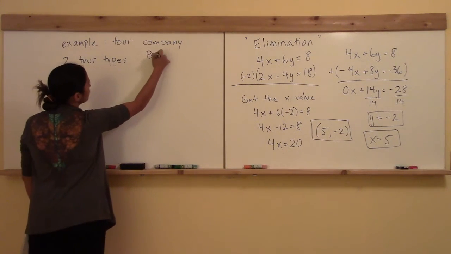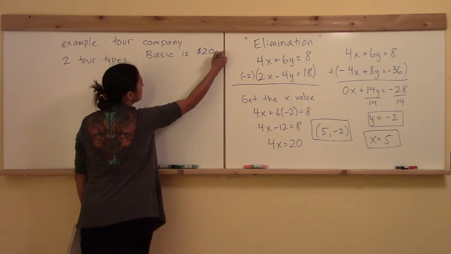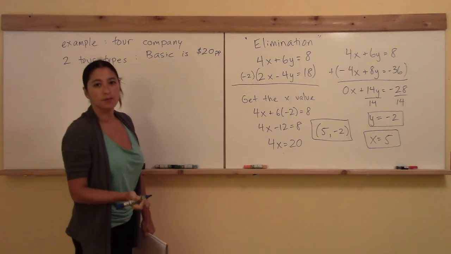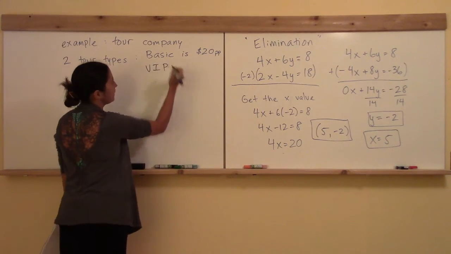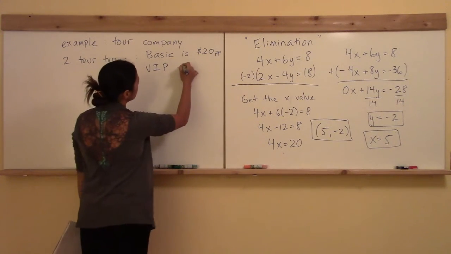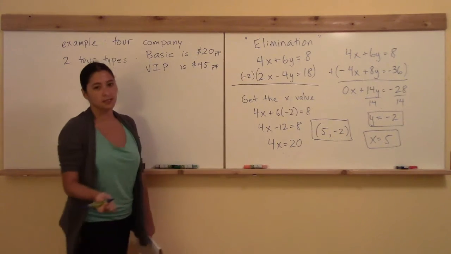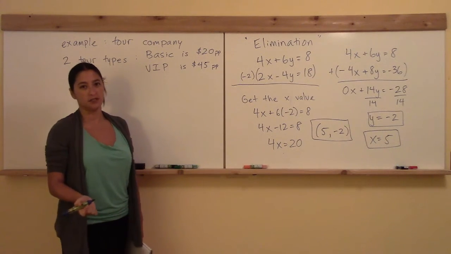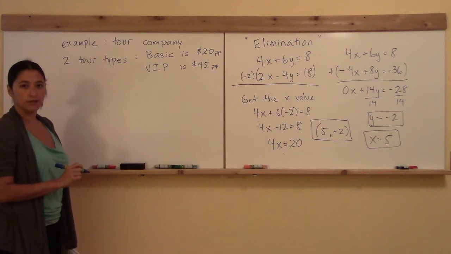And the basic tour is $20 per person. So the little PP there is per person. It costs $20 to get on the basic tour. And then let's say that we have a VIP type of tour. That's a little more expensive. Maybe it comes with a dinner and dancing thing, and that's going to be $45 per person. Okay, so we have two different tours. Those will represent our two different variables.